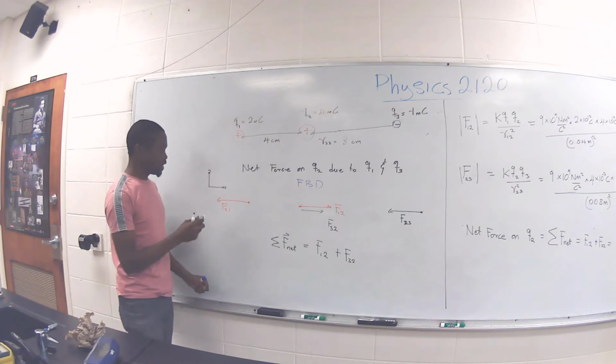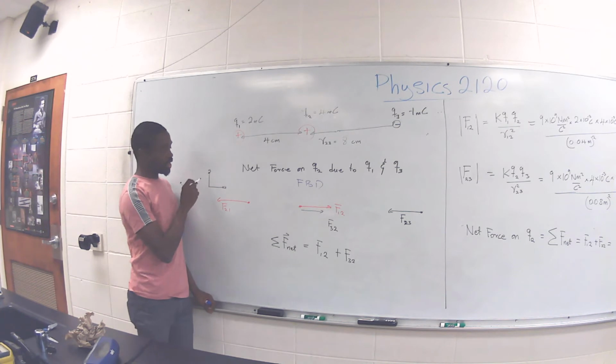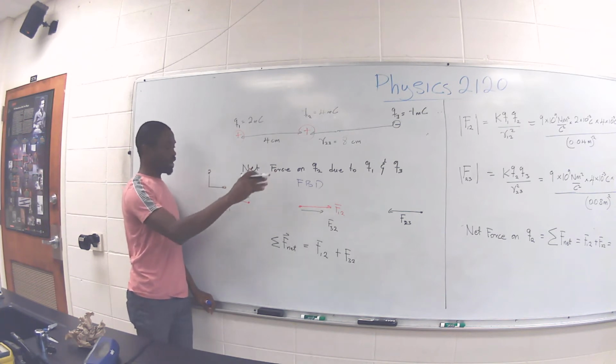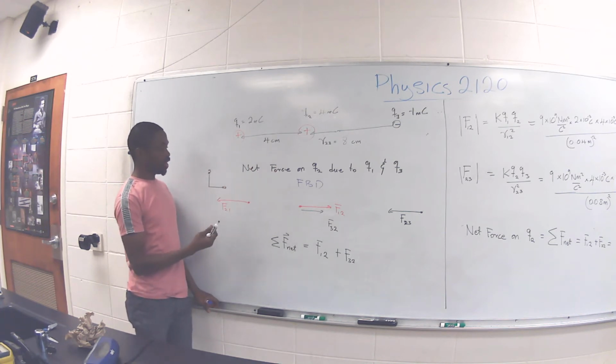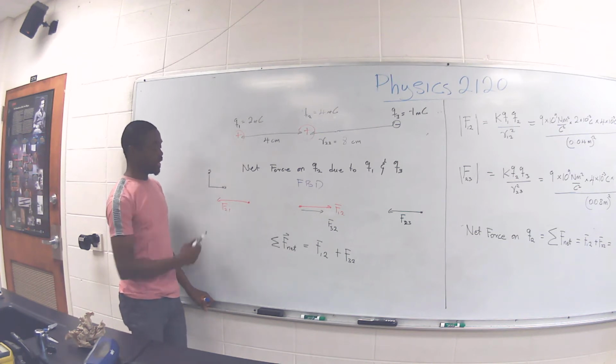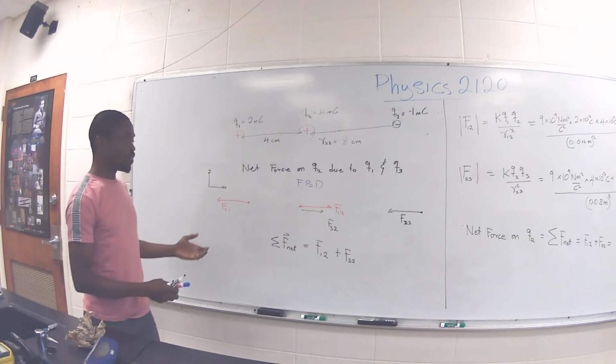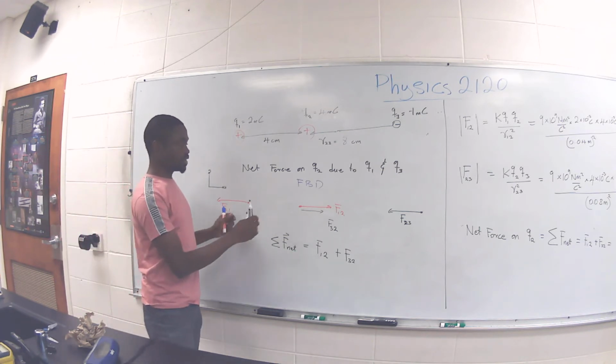I have chosen my coordinate system such that the positive x-axis is on the right and the positive y-axis is up. So all the forces pointing towards the right will be assigned positive, and all the forces pointing towards the left will be assigned a negative sign. The free body diagram is like this.